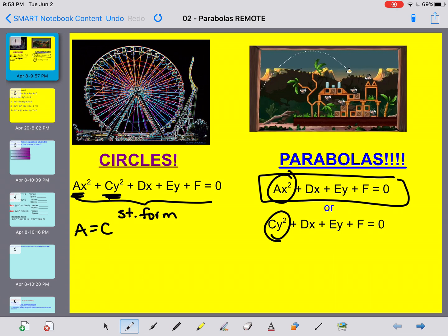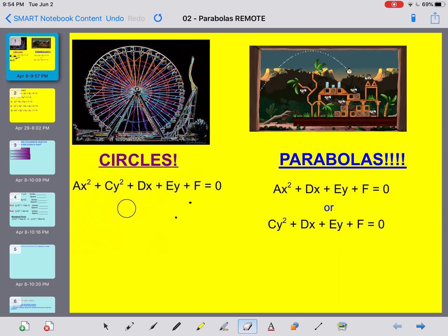So the key thing, to identify a parabola, is that it only has an x squared or it only has a y squared. The other squared term is missing. It doesn't matter at all about these guys, right? So one of these could be missing, doesn't matter. It's all about the squared terms, okay? Clean that up a little bit.